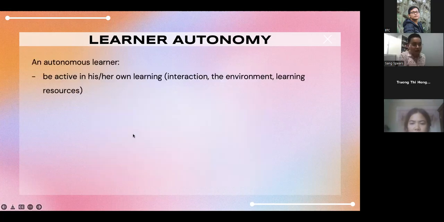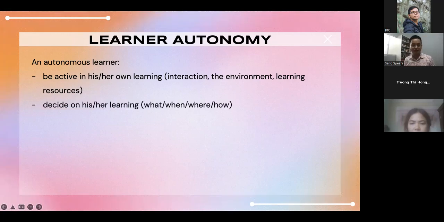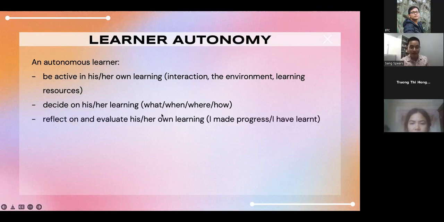An autonomous learner should be active in his or her own learning. He or she needs to be able to carry out some interaction, and to be immersed in an environment rich with materials and rich with resources. The second criterion for an autonomous learner is that they can decide upon their learning: what they learn, when they learn, where they learn, and how they learn. When they know how to make decisions on their own learning, then they can become autonomous. The next part is that they are able to reflect upon or evaluate their own learning.